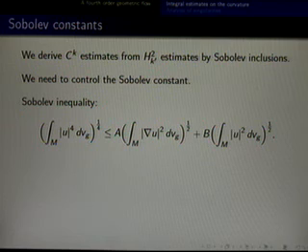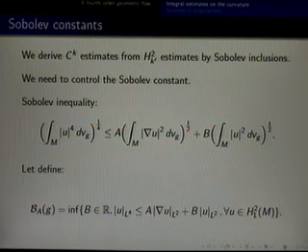The thing that can happen is that you don't have the control of your constants A and B along the flow. So it can happen that your Sobolev constants are going to infinity, but your curvature stays bounded. So we will define the following Sobolev constant.